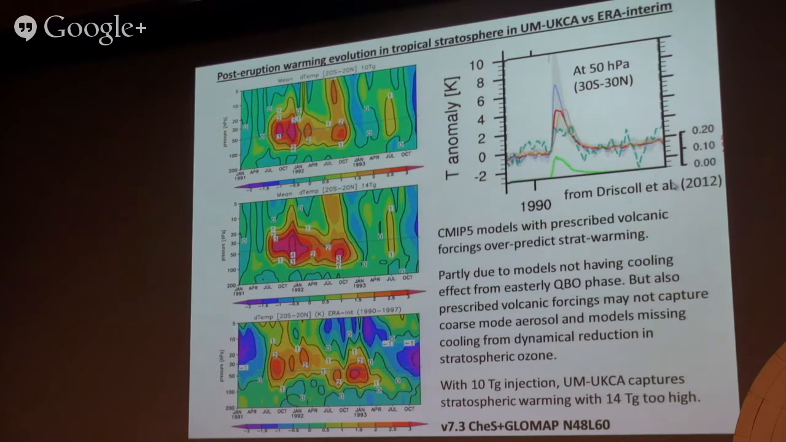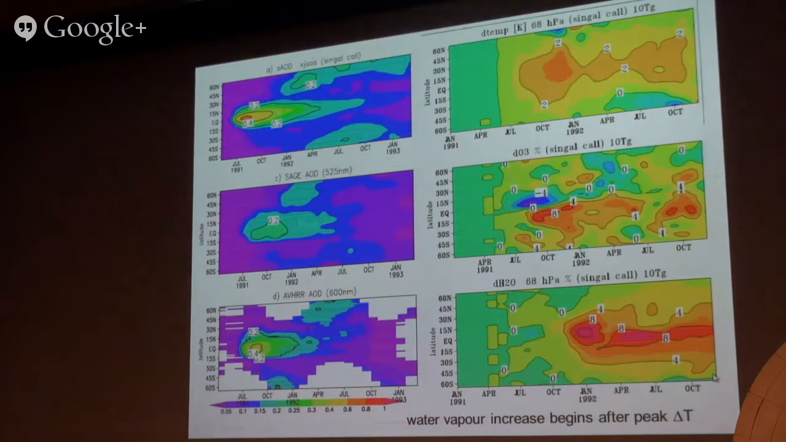The paper from Simon Driscoll has already been mentioned here. We're showing the envelope of the model radiative heating here, and most of the models are much higher than the reanalysis, which is this dashed blue-green line here. So our model is capturing the radiative heating in good agreement with the reanalysis, also with the 10 teragram run. So I'll just show also some of the responses as that heating occurs.